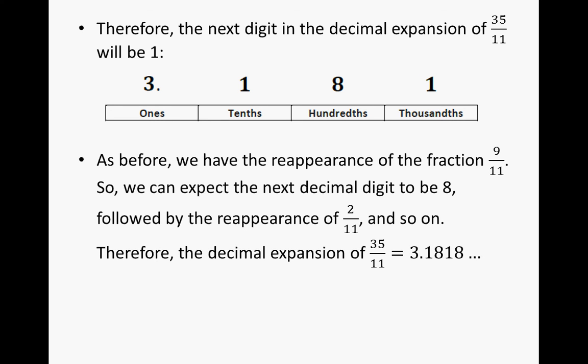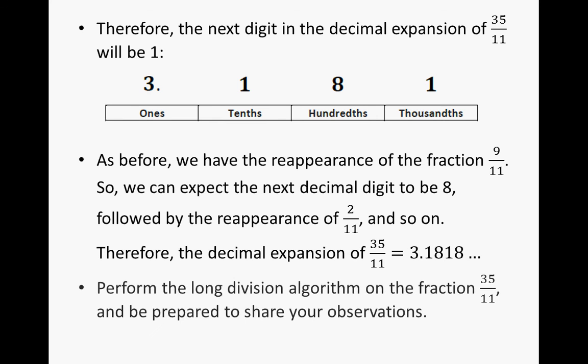So as before, we have the reappearance of the fraction 9/11ths, so we can expect the next decimal digit to be 8, followed by the reappearance of 2/11ths, and so on. Therefore, the decimal expansion of 35/11ths is 3.1818, repeating. Go ahead and perform the long division algorithm on the fraction 35/11ths and be prepared to share your observations.